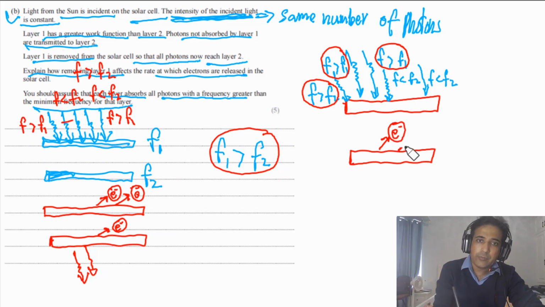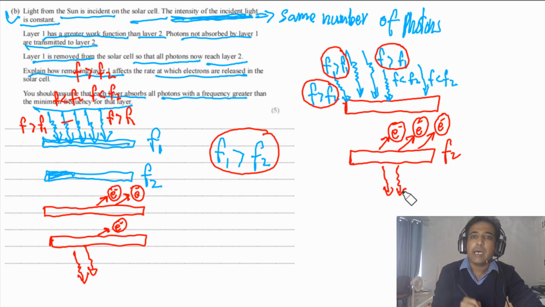So how many photoelectrons will be emitted from this second layer? There will be three photoelectrons. So we can say three photoelectrons will be emitted, and these two photons will just pass through. So they will not cause emission of photoelectrons. I hope this makes sense to you.